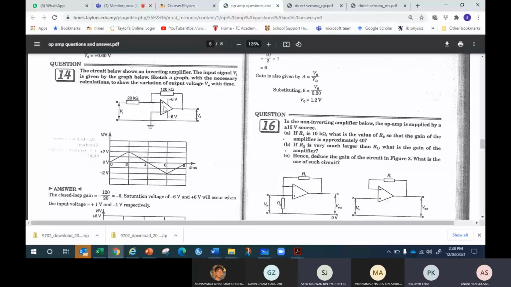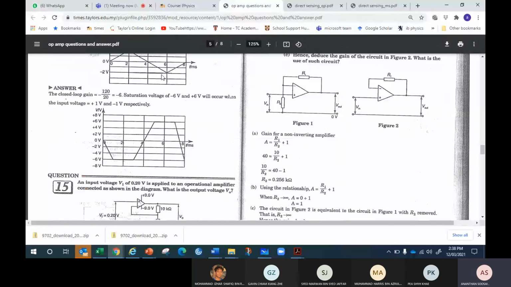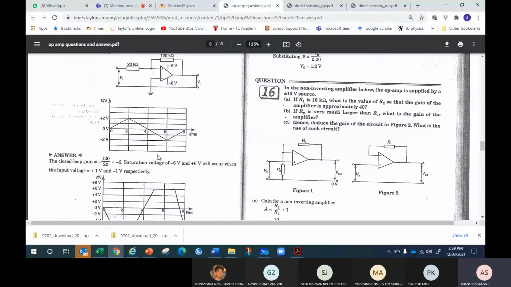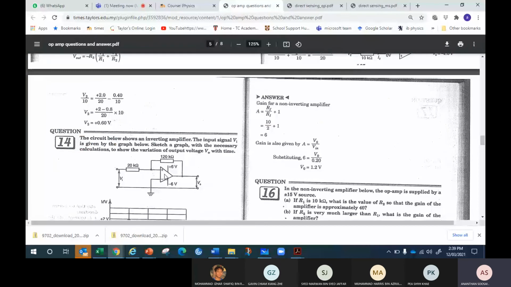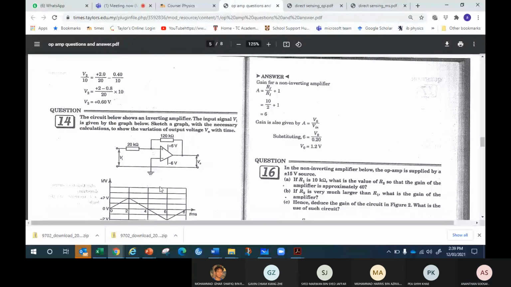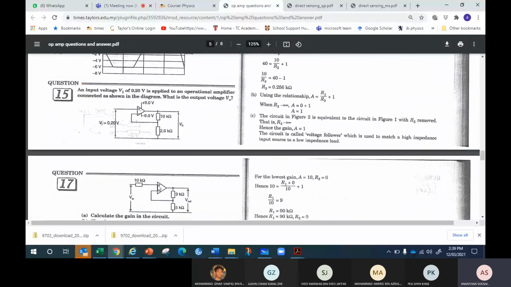The positive has to change to negative, and the negative must be positive. It's actually an inverting amplifier, if we think the solution is correct. So bear in mind, number 14, the sign is wrong. It should be negative and positive. Okay, good. So this is how it works.